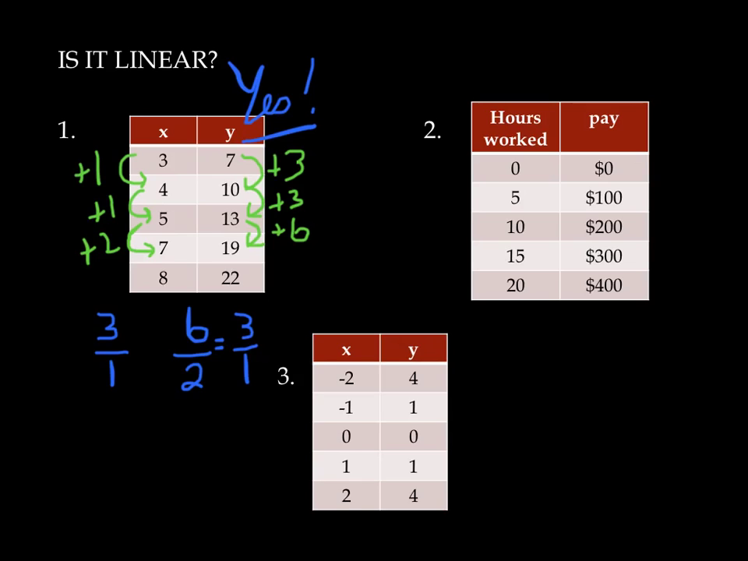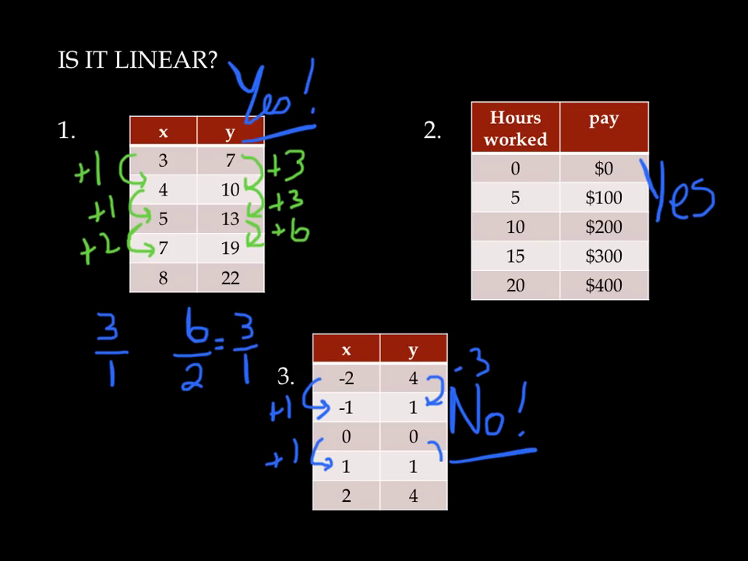Okay, welcome back. As it turns out, the second one is yes. The rate of change is $100 for every 5 hours. It just stays the same. Every time you work 5 hours, you get $100. Or every time you work 1 hour, you get $20. And the final one is no, that is not linear. As I'm adding, say, 1 to x, well, my y value goes down 3. But elsewhere, say, from 0 to 1, I add 1, but my y value goes up 1. That's a big change. So the rate of change is not constant in question 3, so it's not linear.